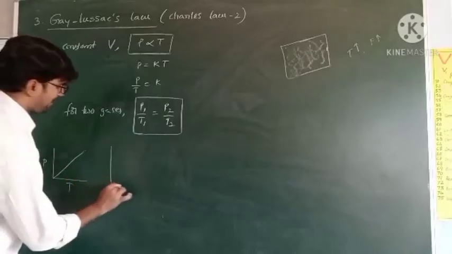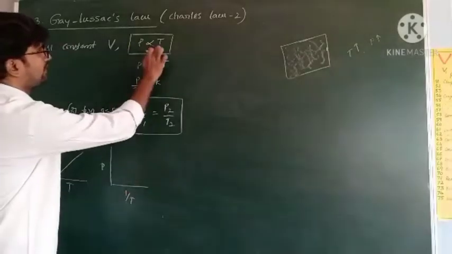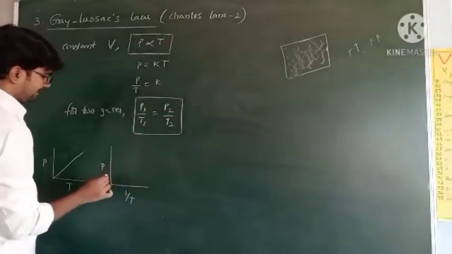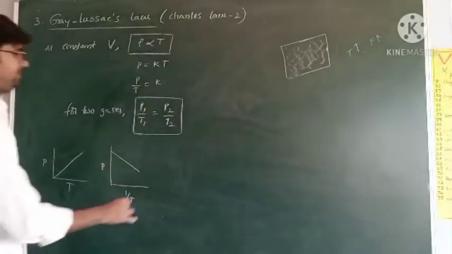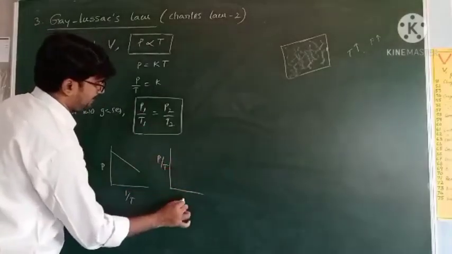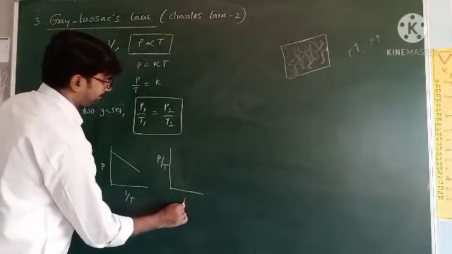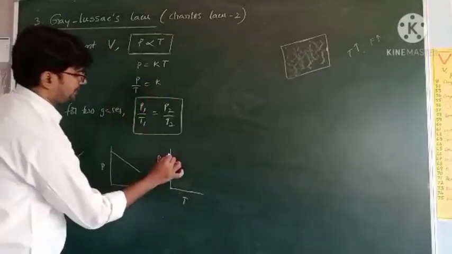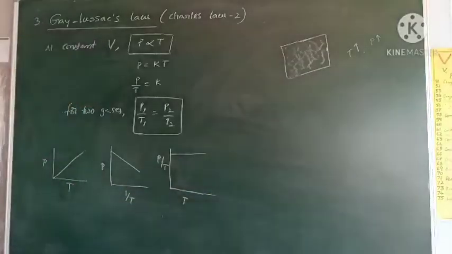For pressure and 1 by T, meaning reverse temperature, actually both are directly proportional. For 1 by T, this is the reverse graph. For P by T, and P or T, no problem, both are the same. P by T is constant means there is no change. Do you understand? Next one.